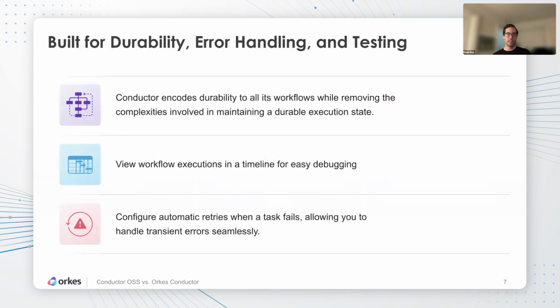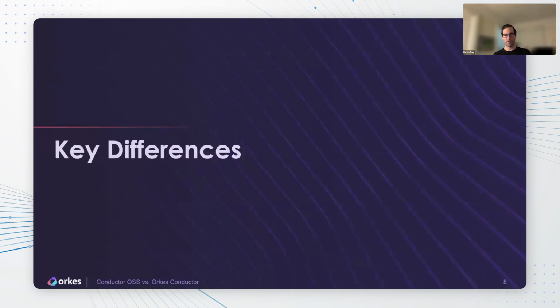Conductor is really built for durability, error handling, and testing as well. Akin to the last point I made, Conductor encodes durability into all of its workflows while removing the complexities involved in maintaining a durable execution state. You're able to view workflow executions in a timeline for easy debugging. Orkes Conductor has a little bit of an extrapolated version of this, which I'll get into later. And then you're able to configure automatic retries when a task fails, allowing you to handle transient errors seamlessly. So those are some of the core tenets, right, when we think about Conductor as a workflow engine with Conductor OSS and Orkes Conductor.